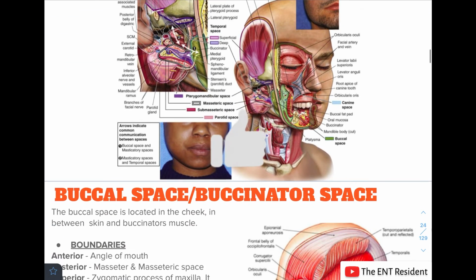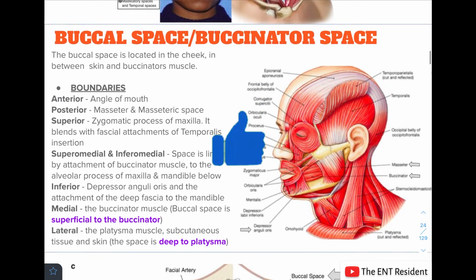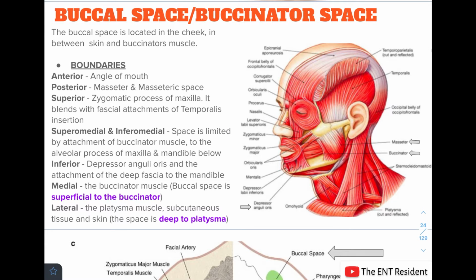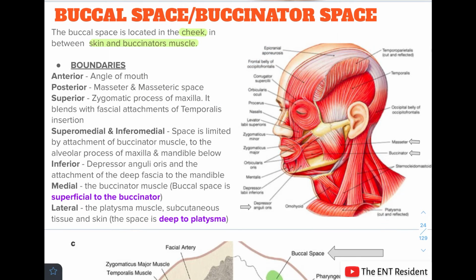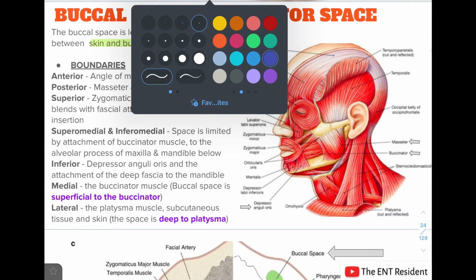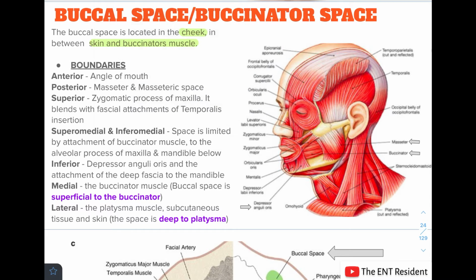So we will first talk about the first space, which is the buccal space, also known as the Buccinator space. This buccal space is located in the cheek, in between the skin and the buccinator muscle. The boundaries of this space: anteriorly is the angle of the mouth over here. Posteriorly is the masseter and the masseteric space. This is the masseter and the masseteric space.